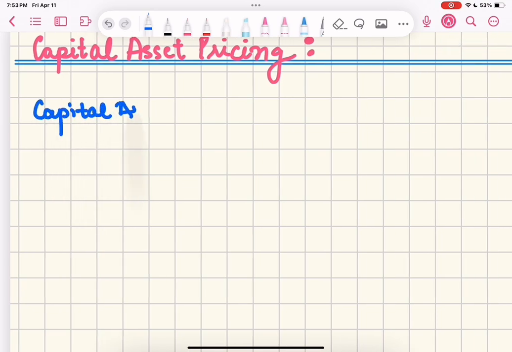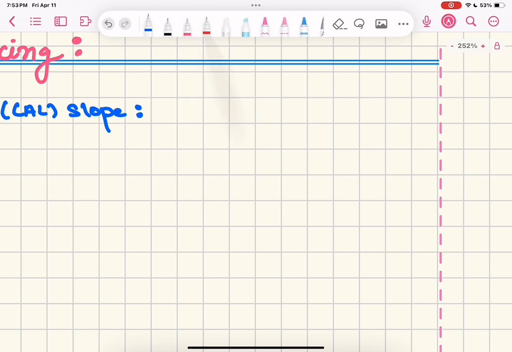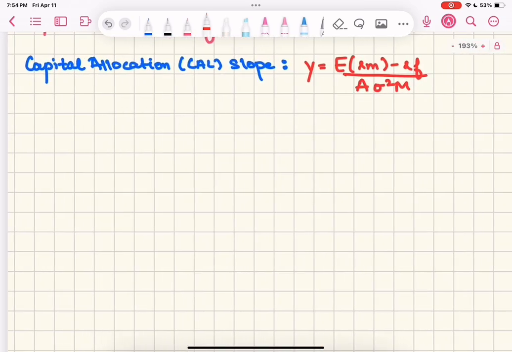So the first, we will be talking about the capital allocation line, or CAL slope. So the formula looks like this, where Y is how much of your money you should invest in the market, E(RM) minus RF is the market risk premium, and RF is risk free. A stands for your risk aversion, and then the denominator is the market's volatility.